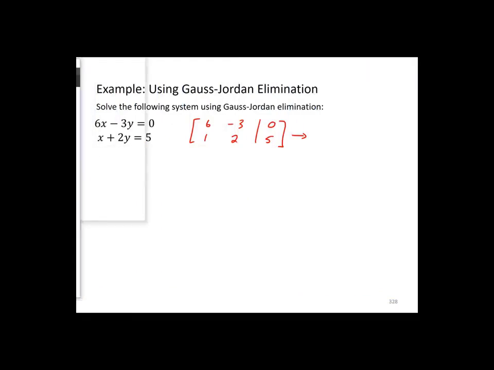Now as we can see, the reduced row echelon form of that matrix has a first row of 1, 0, 1, and a second row of 0, 1, and a constant of 2. This corresponds to x equals 1, y equals 2, or the ordered pair (1, 2).